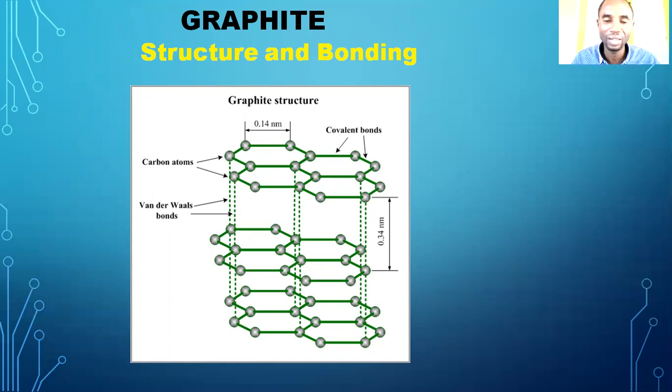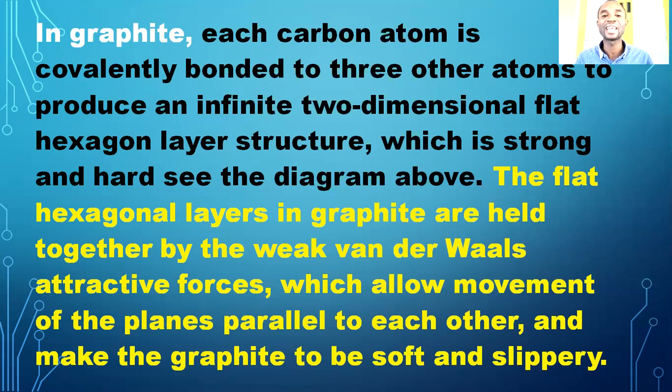So we're going to look at it briefly by saying that in graphite, each carbon atom is covalently bonded, as we saw in the structure, to 3 other atoms, producing an infinite 2-dimensional structure. That of the diamond is 3-dimensional, but this one is a 2-dimensional hexagonal layer structure, which is strong and hard. We saw it in the diagram we presented above. It has a hexagonal structure. Of course, the structure is also hard, but it's not as hard as that of the diamond.